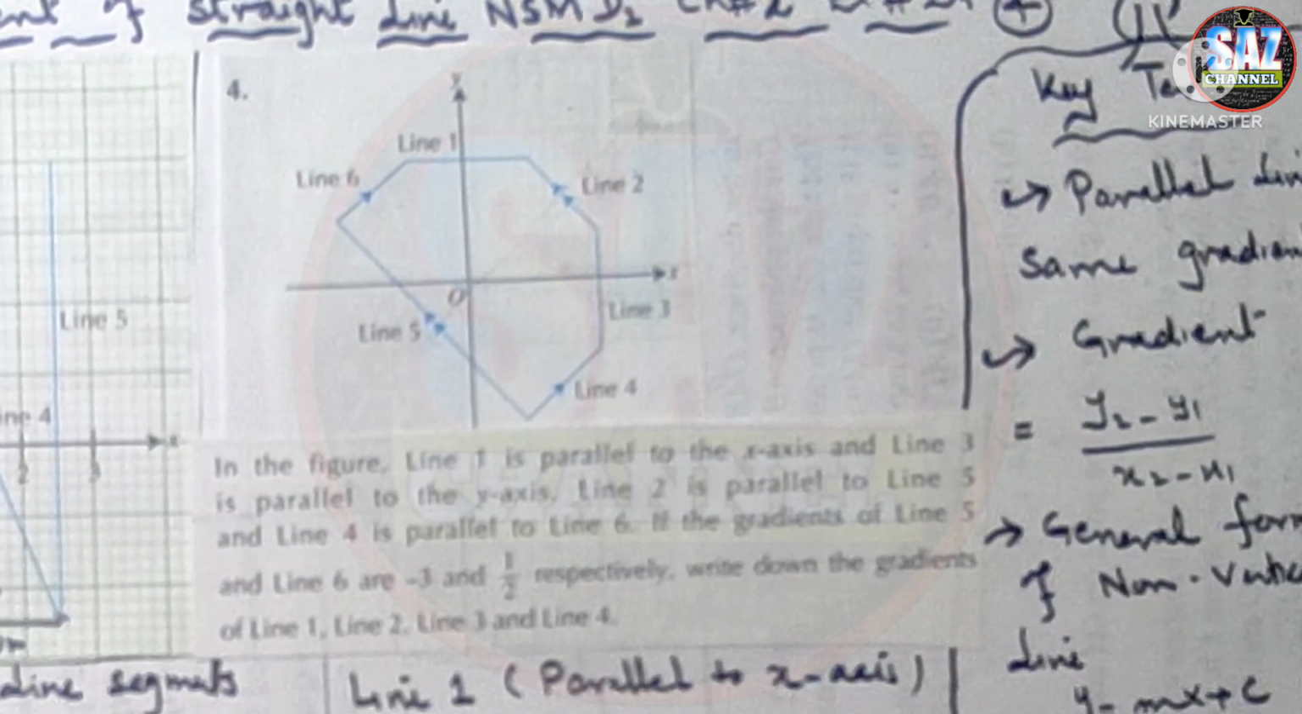I hope students you are really clear how to find the gradient of the line graphically and with the help of 2 points, and what is the role of gradient in identification of parallel lines. Please watch and understand all these lessons properly.